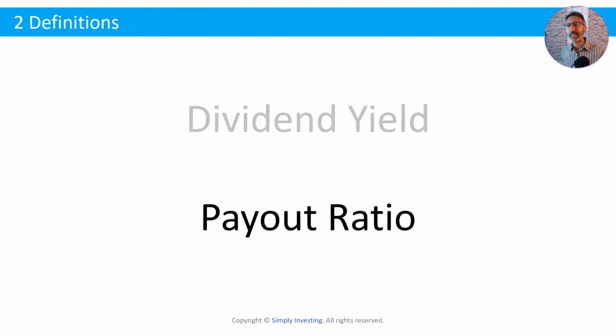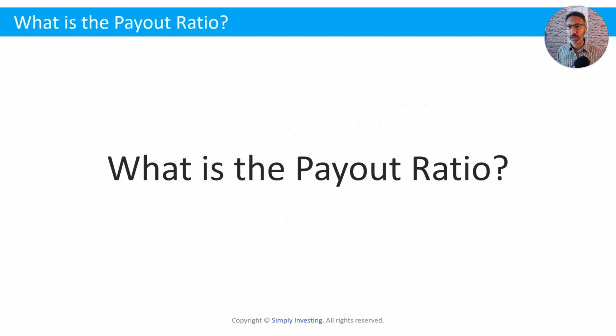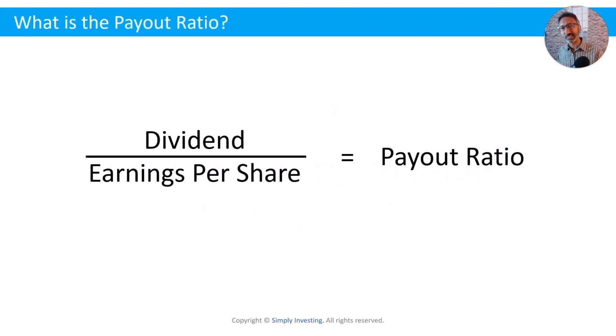Now, let's take a look at the payout ratio, because this is going to be very important, and it's going to help us further along in looking at dividend traps. So what is the payout ratio? Very simply, it's the annual dividend divided by the earnings per share. Earnings are profits. How much money is the company making per share?